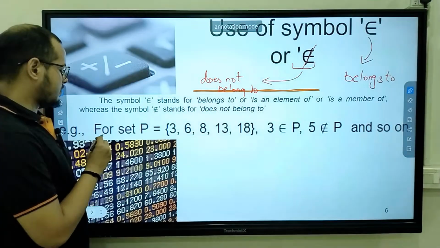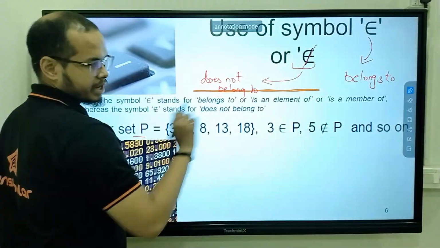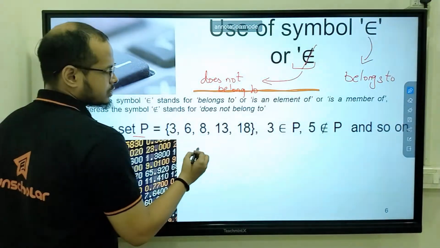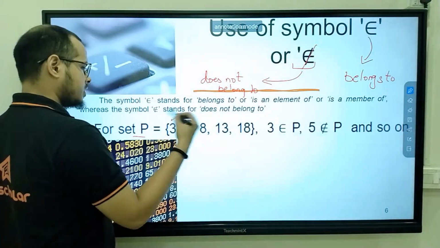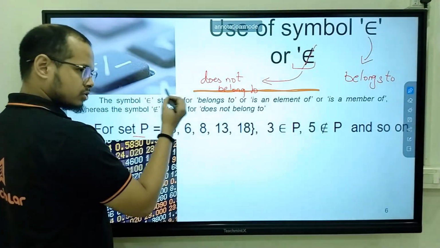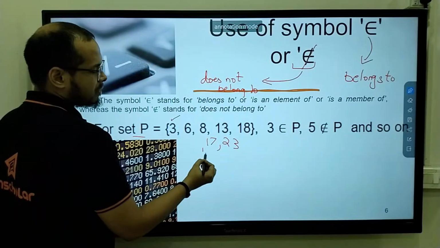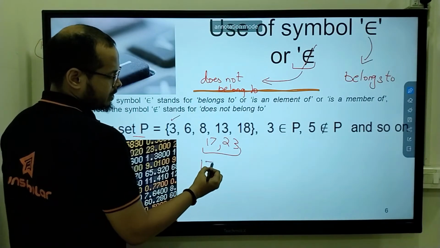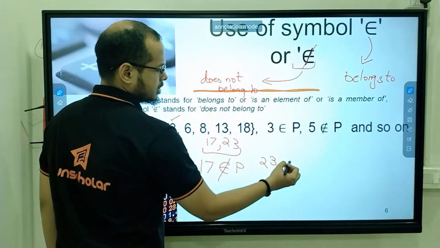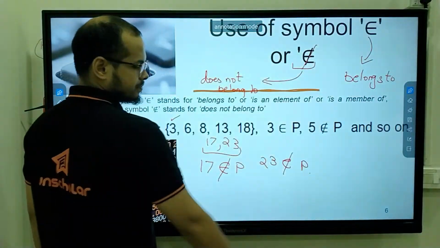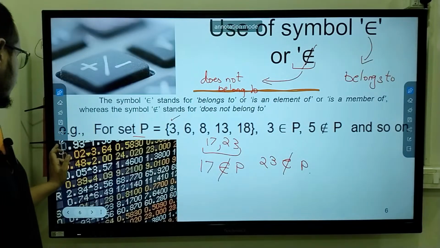So for example, take this set P. In set P we have 3, 6, 8, 13, 18. If I write 3 belongs to P, yes, 3 is present inside P. 13 belongs to P, yes. 18 belongs to P, yes. 6 belongs to P, yes. If I write a number like 17 or 23, is it a part of this set? No. So 17 does not belong to P. 23 does not belong to P. Did you understand, guys? Let's continue.